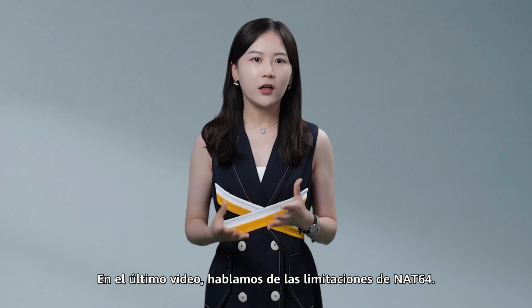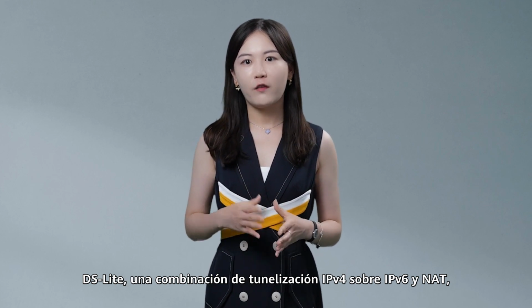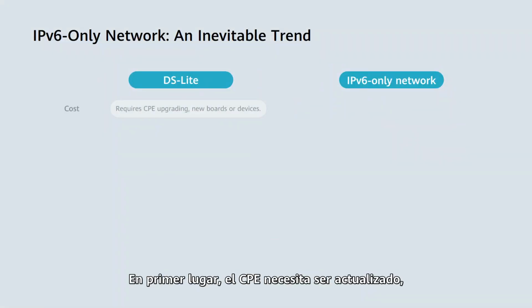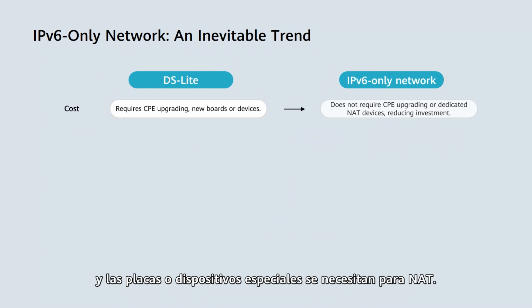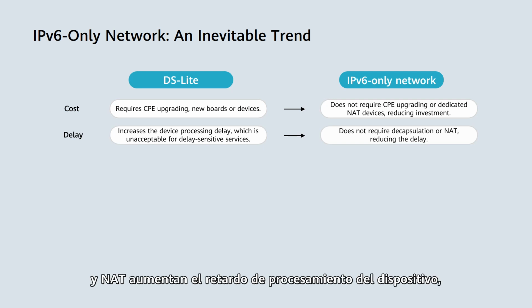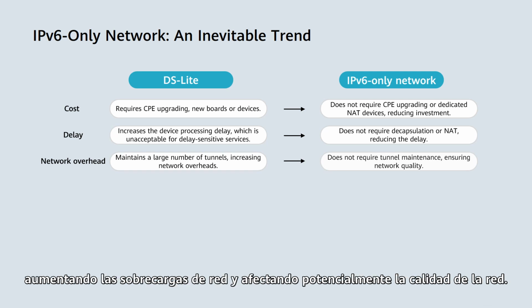In the last video, we talked about limitations of NAT64. DS-Lite, a combination of IPv4 over IPv6 tunneling and NAT, has similar limitations. First, the CPE needs to be upgraded and special boards or devices need to be introduced for NAT. All this is costly. Second, packet decapsulation and NAT increase the device processing delay, making it unsuitable for delay-sensitive services. Third, a large amount of tunnel data needs to be maintained, increasing network overheads and potentially affecting network quality.